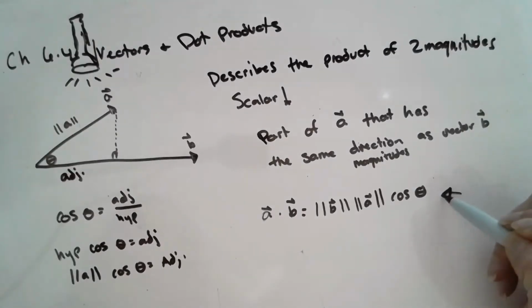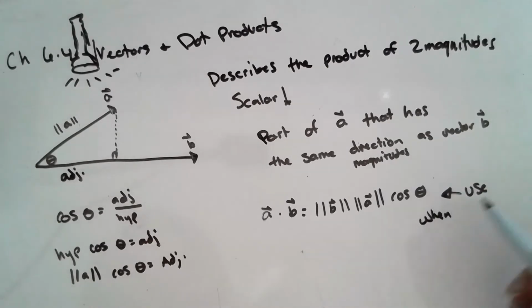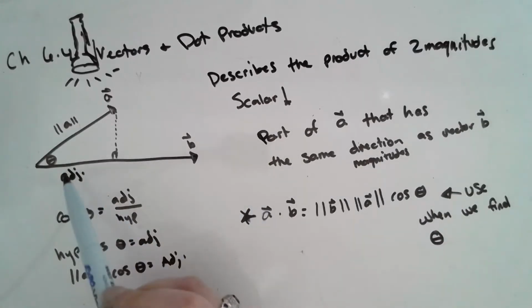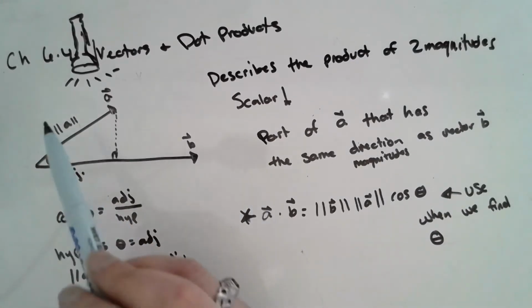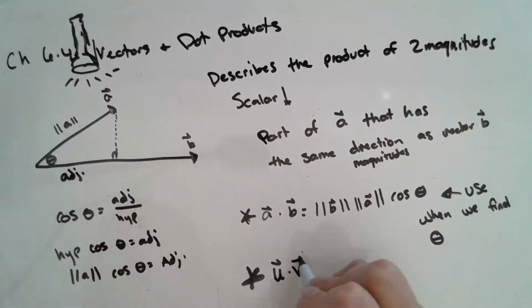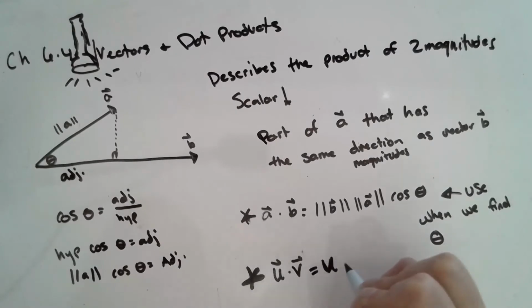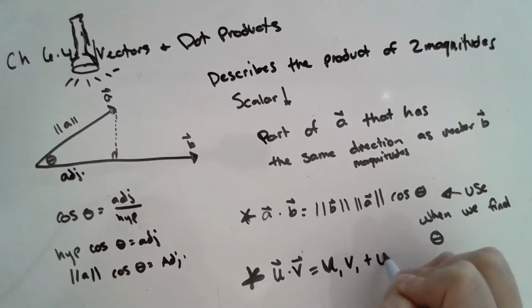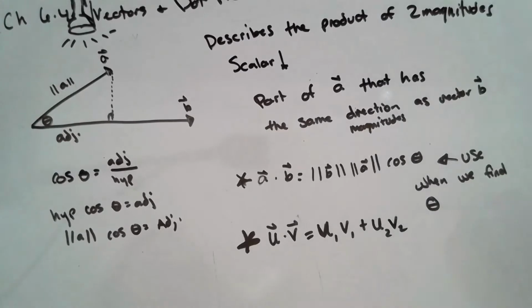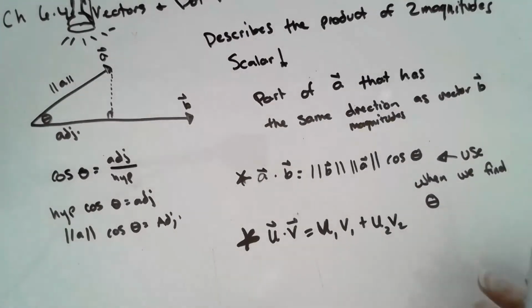Okay, this is one of the formulas. This is what we're going to use when we are finding the angle. So I use this one if I'm looking for theta, if I want to find this angle, but I know these two, this and the two magnitudes. The one that we use a lot though, if we're not finding the angle, is vector U dot product vector V equals U1 V1 plus U2 V2. So this one we use when finding the angle. This one is our basic dot product.